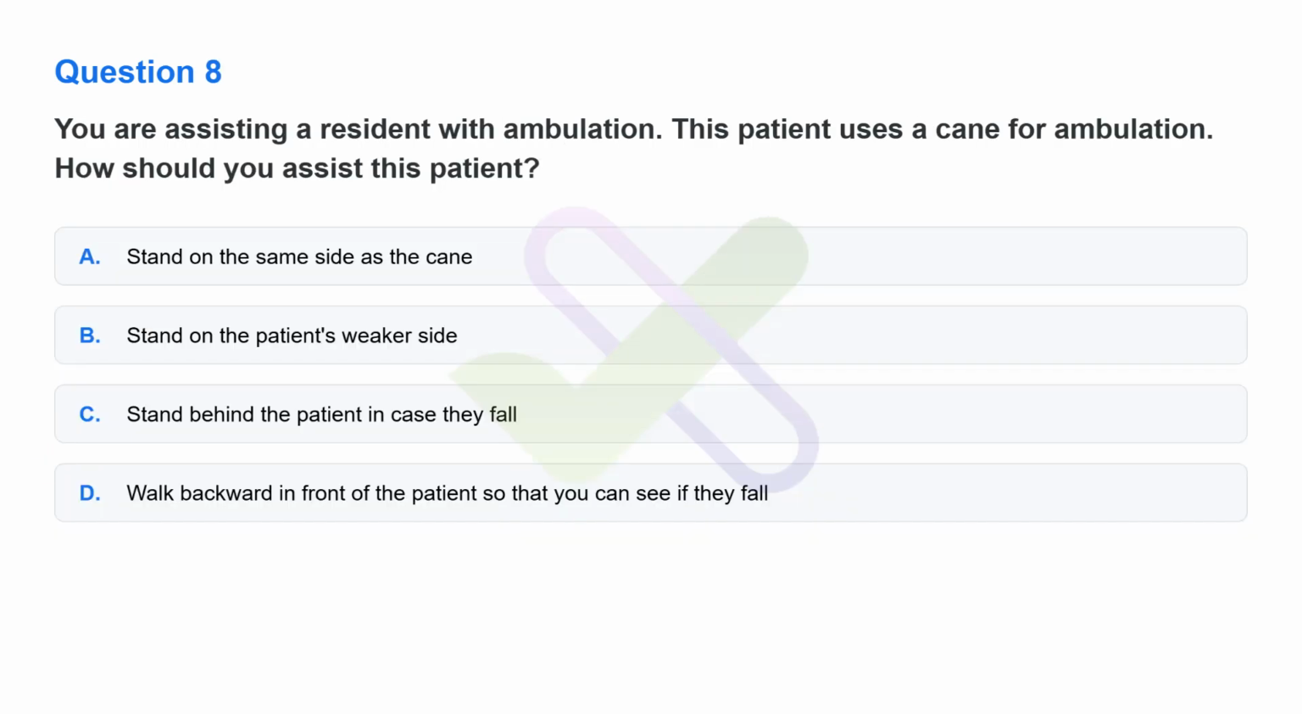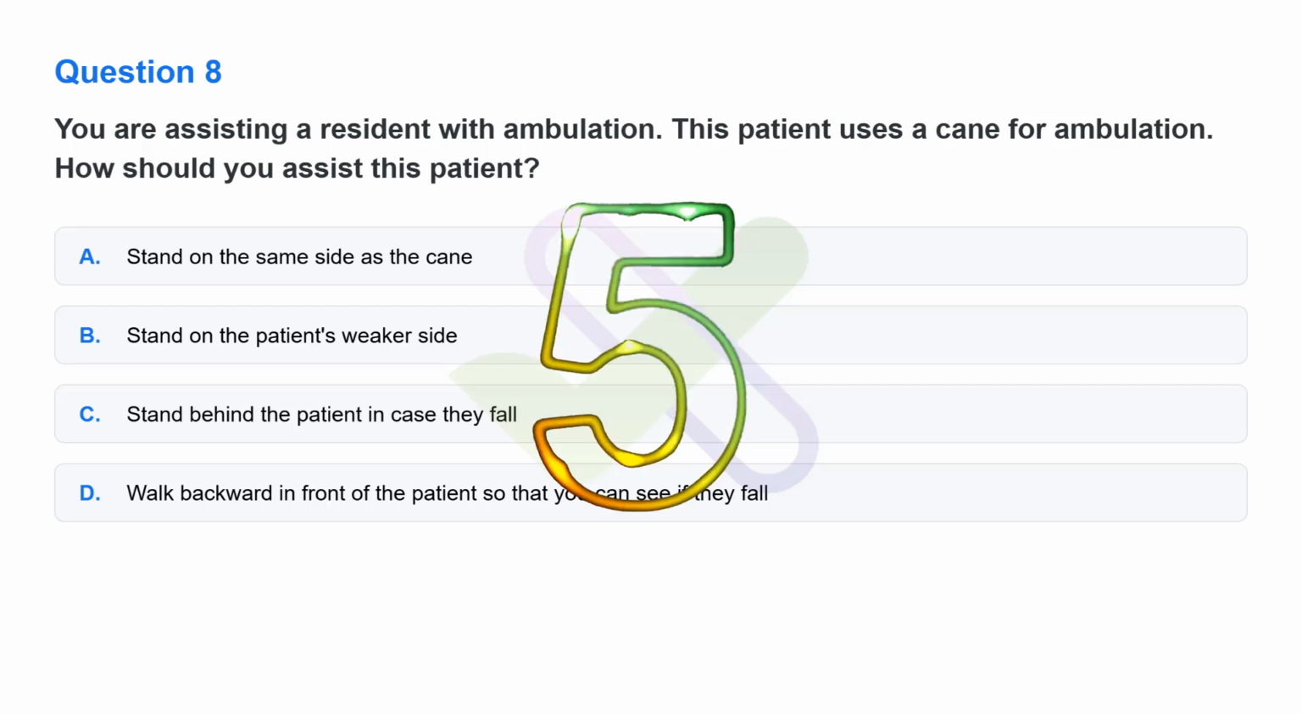You are assisting a resident with ambulation. This patient uses a cane for ambulation. How should you assist this patient? A. Stand on the same side as the cane. B. Stand on the patient's weaker side. C. Stand behind the patient in case they fall. D. Walk backward in front of the patient so that you can see if they fall.